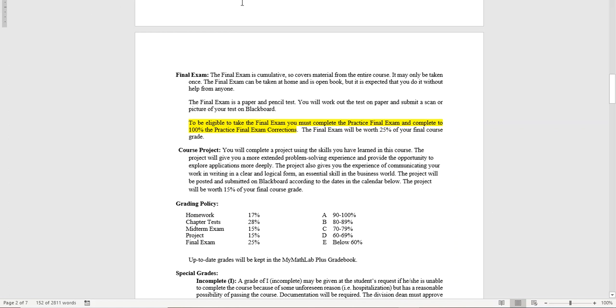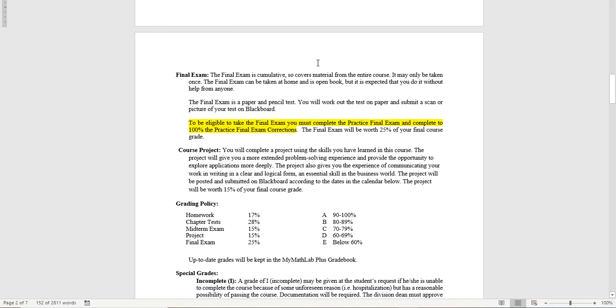Like the midterm exam, there is a practice final exam that you should complete. This practice final exam does not count against your grade. After you do the practice final exam, you should complete the practice final exam corrections to 100%. The final exam is worth 25% of your final course grade.